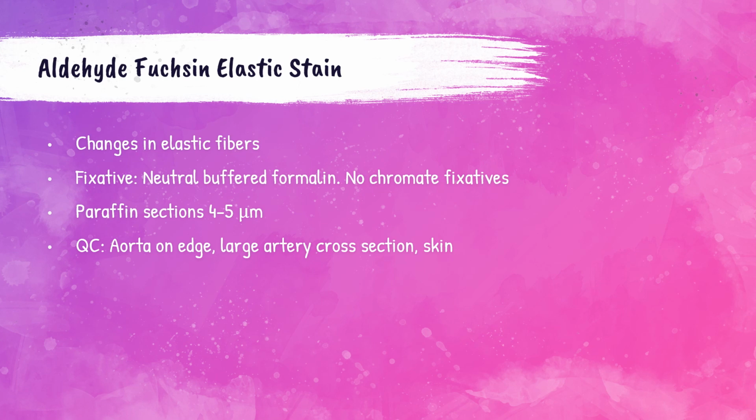Paraffin tissue sections should be cut 4 to 5 microns in thickness, and the quality control tissue for this is the same as for the Verhoeff stain, so aorta on an edge or a cross section of a larger artery. Skin can also be used as a quality control tissue for the stain.